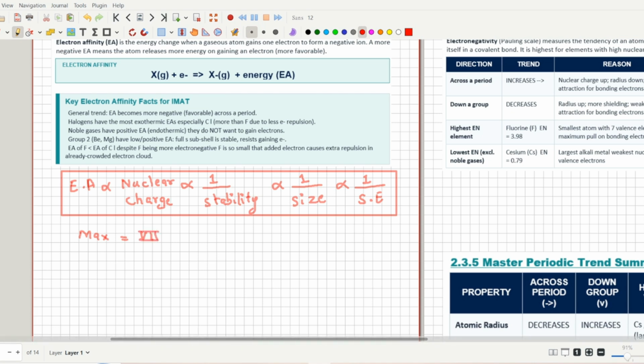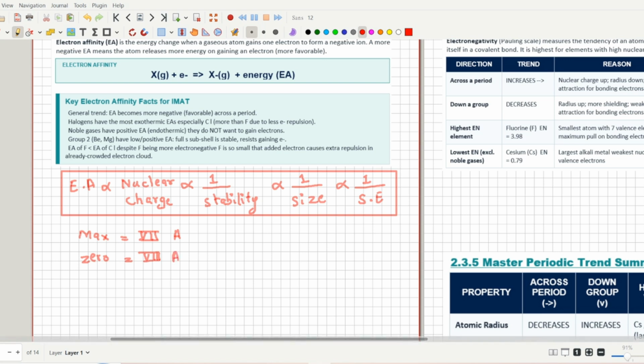Whoa, that is also different. We talked about how ionization energy is maximum for 8A elements, but why don't 8A elements have maximum electron affinity? The reason is that you cannot add an electron in 8A elements, because you know that 8A elements are noble gases. So the electron affinity for 8A elements is 0, right?